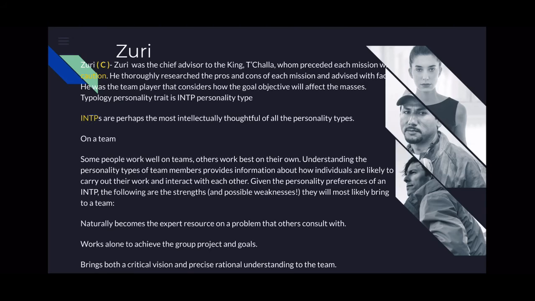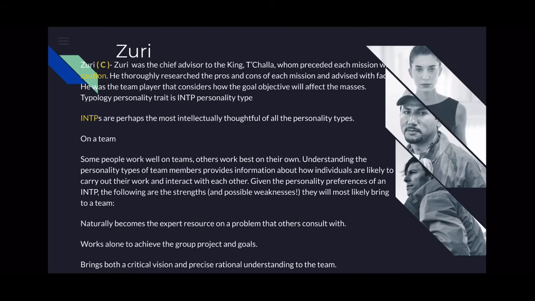ENFJs are idealist organizers, driven to implement their vision of what is best for humanity. They often act as catalysts for human growth because of their ability to see potential in other people and their charisma in persuading others to their idea. They are focused on values and vision and are passionate about the possibilities for people.